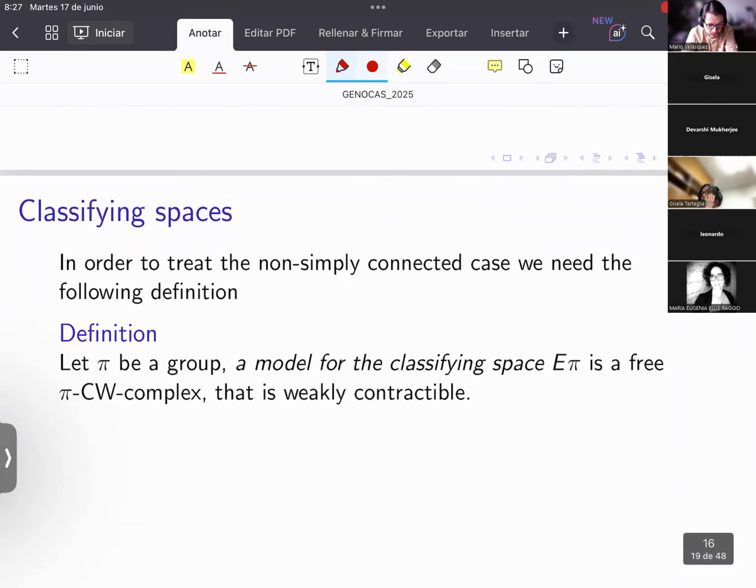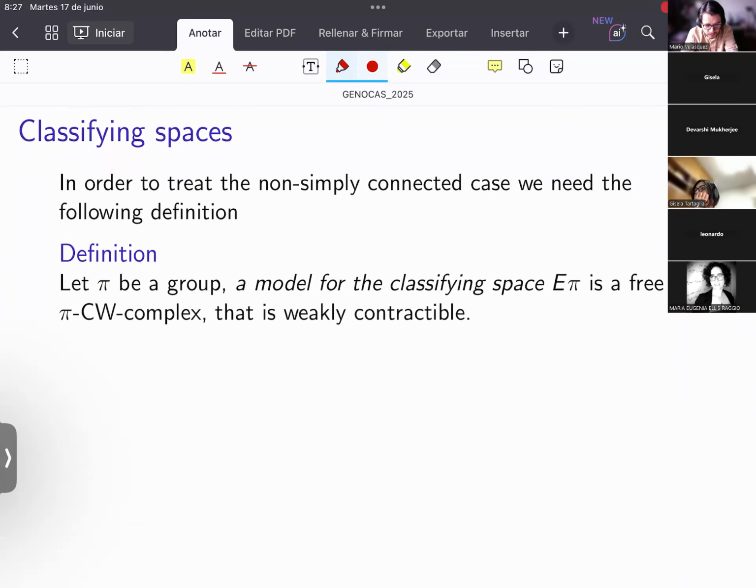Now, I will talk about the case of manifolds that could have non-trivial fundamental group. To do that, we need to talk about classifying spaces. Let me give a definition. Let Γ be a group, then a model for the classifying space EΓ is a Γ-CW complex that has trivial isotropy groups, that is free, and that is weakly contractible. That is a model of EΓ.